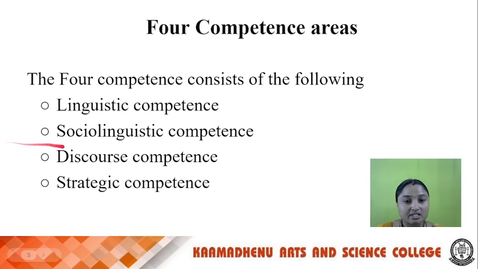Next, we are going to see the four competence areas. First one is linguistic competence. Linguistic competence means how to use the grammar, syntax and vocabulary of a language. And sociolinguistic competence is knowing how to use language appropriately for the setting and goal. Discourse competence means how to interpret the larger context. Strategic competence means learning more about the language. These are all the competence areas used in communicative approaches.